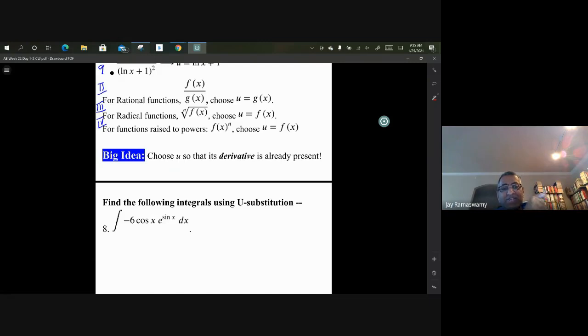Write this down, please. Choose u so that its derivative is already present. I will go over the big idea when we do examples. We're really choosing u so that its derivative is already present in the question. Is that clear? Write that down. That's a very, very important idea. Girls, if you have highlighters, highlight that. That's the big idea for choosing u. Now we're going to start, and for the next 1 hour we'll only do u substitution. All right? Play along.